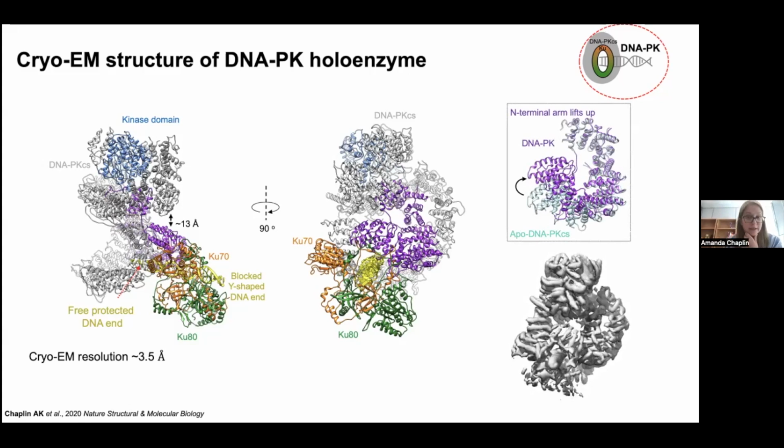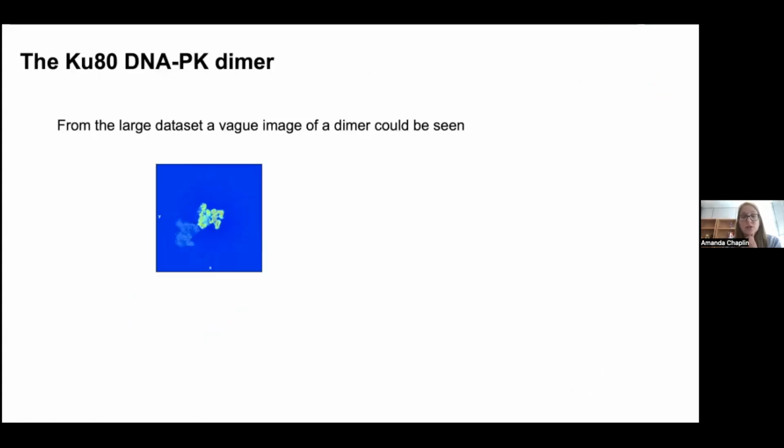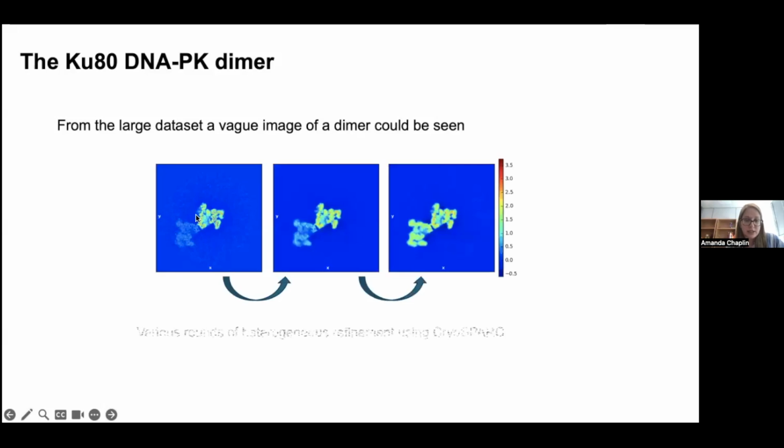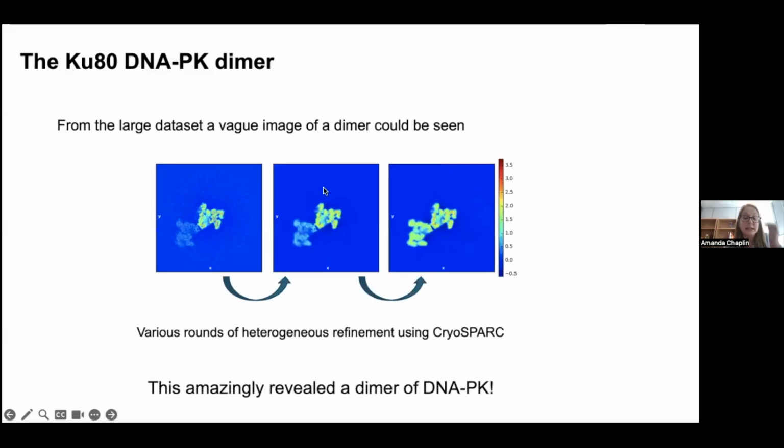What we didn't expect to see in our data sets was that we started to see the vague image of a dimer. As you can see here, this is one PK, this is another. And through various rounds of processing and refinement, we were very surprised and amazingly excited to see that there was in fact a dimer of DNA-PK.